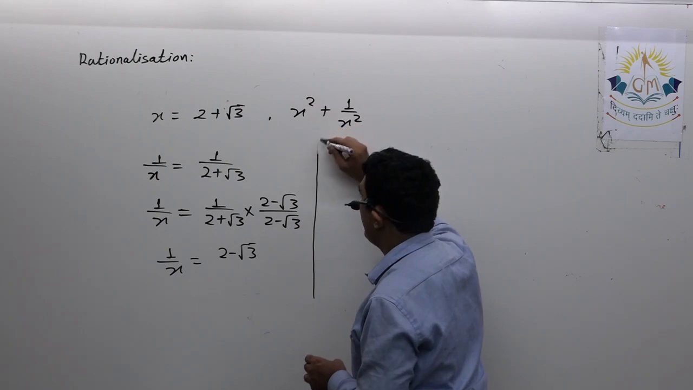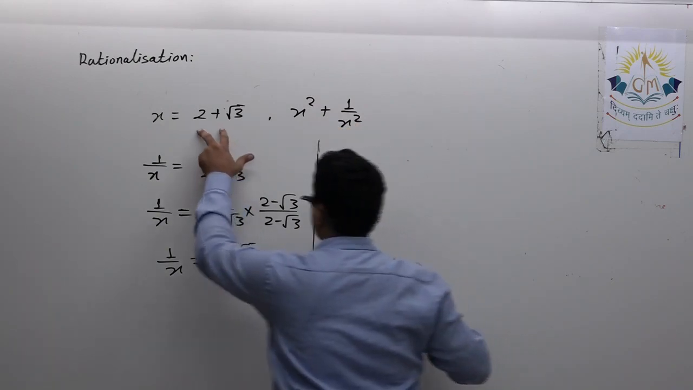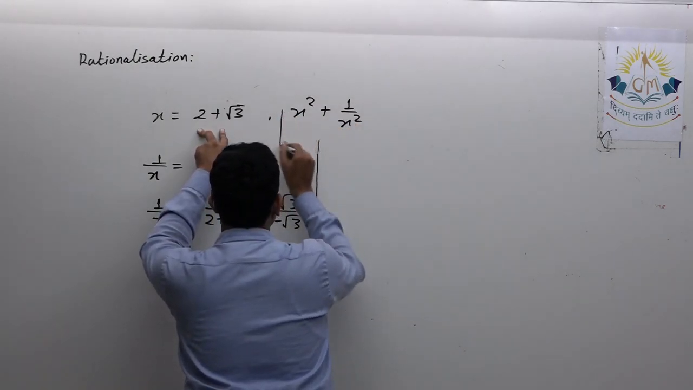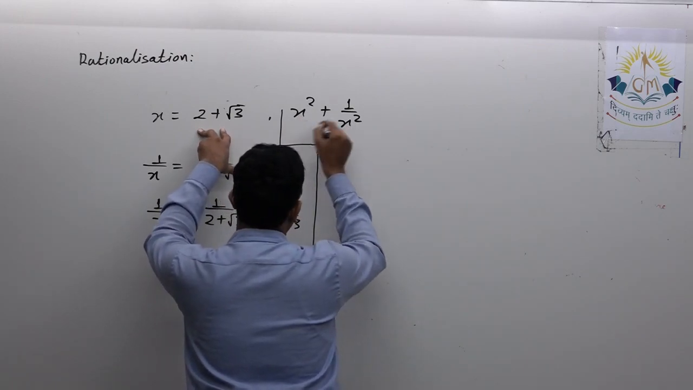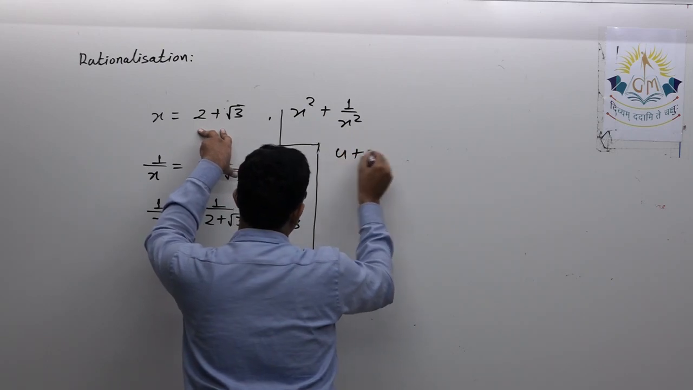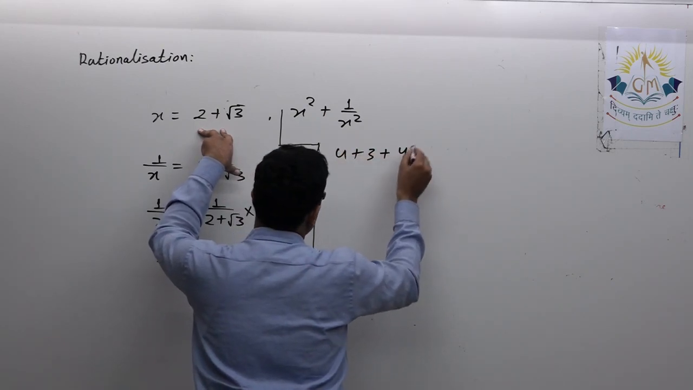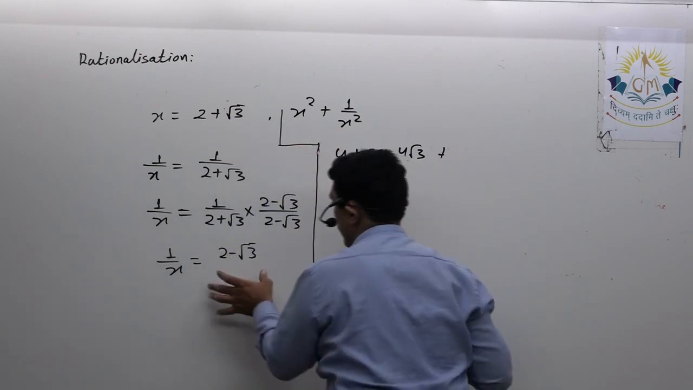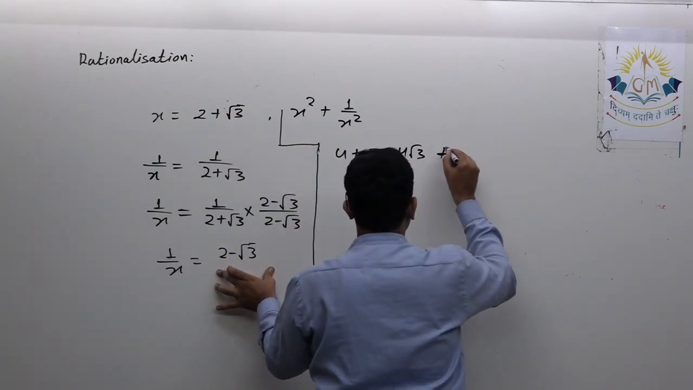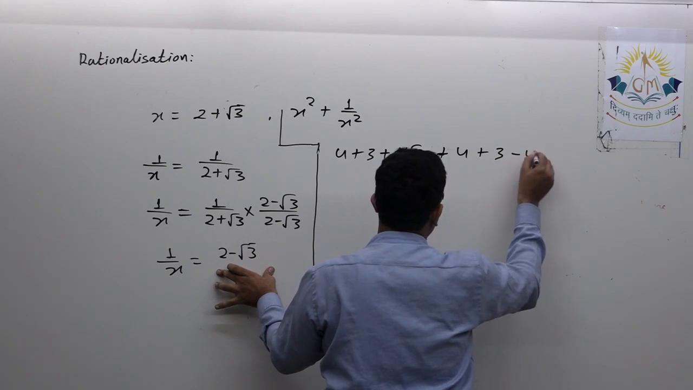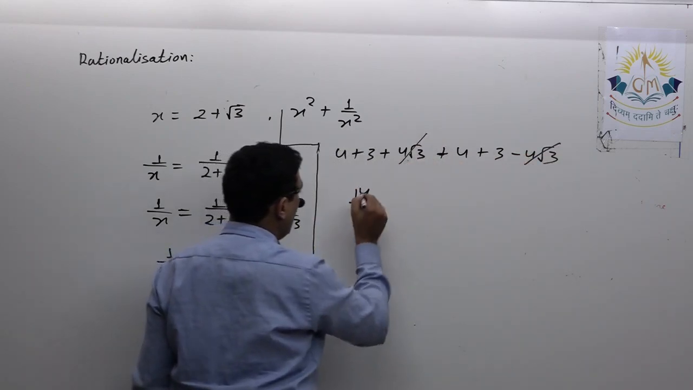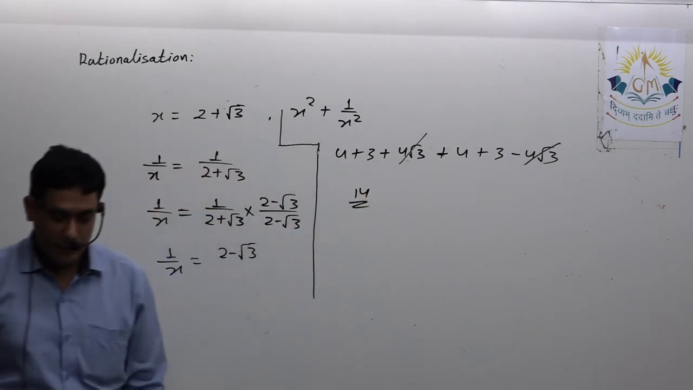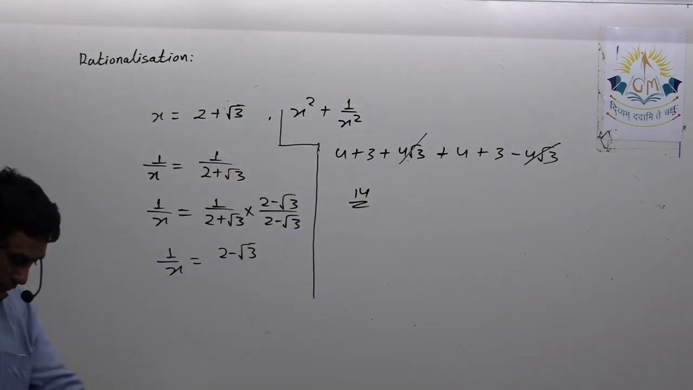Simply now here you have to apply the identity of a plus b whole square. So this gives you 2 plus root 3 whole square, that is 4 plus 3 plus 4 root 3, and 1 upon x whole square, that means this square. So 4 plus 3 minus 4 root 3. So this will cancel out. So 7 plus 7, 14 will be the answer. Okay, in that way you can simplify the given expression.